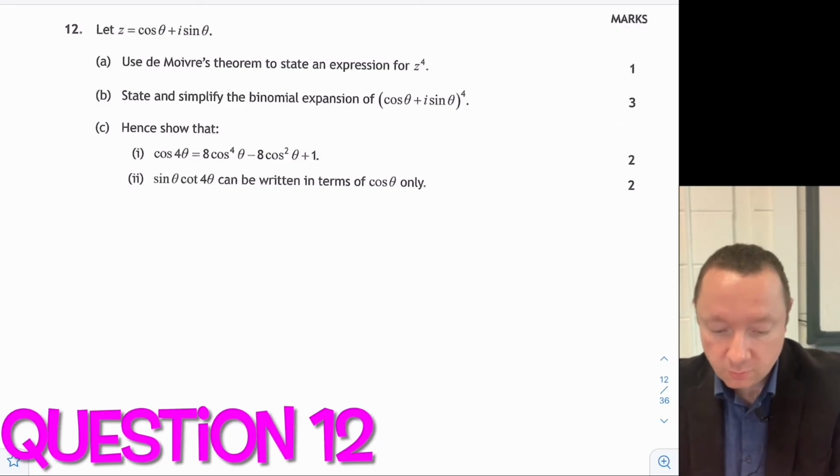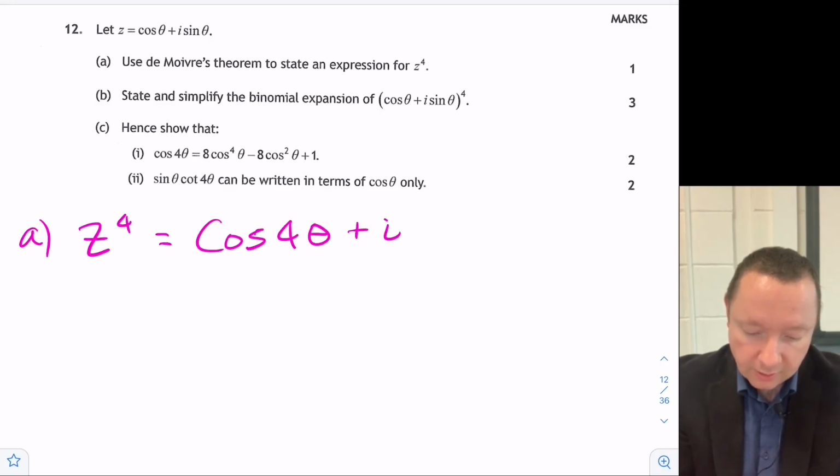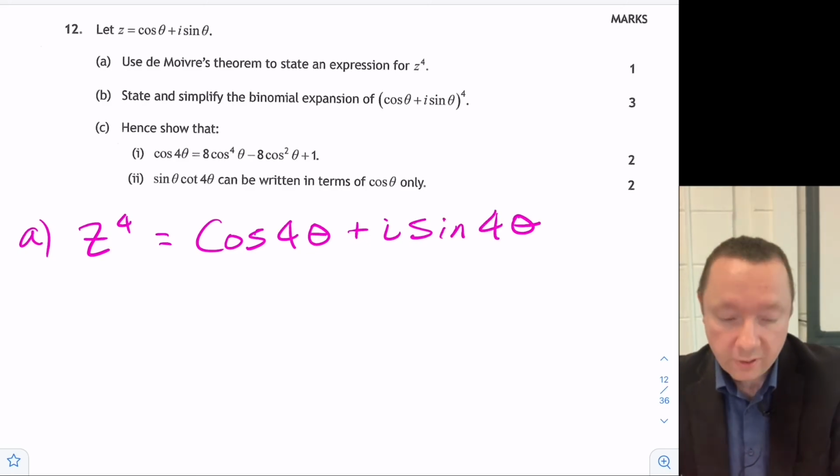Use de Moivre's theorem to state an expression for z to the 4. So part A, nice and simple. z to the 4 is simply cos 4 theta plus i sin 4 theta. 1 mark. No real problem there.